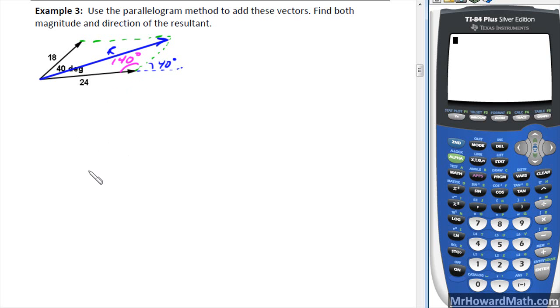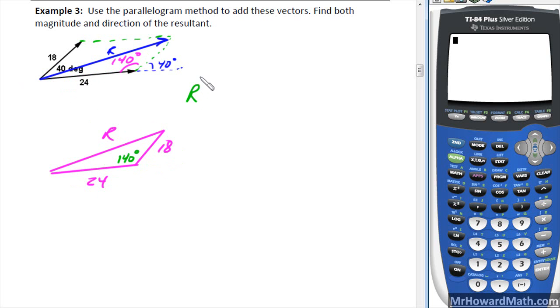So now I'm going to sketch the triangle that we have. So we have the resultant R value here. We have our 24 length here, and we have our 18 length here. So I basically pulled this triangle out of that parallelogram. That's what I just pulled out. And we have our 140-degree angle right here. So we have an application of the law of cosines. We have two sides and the angle between them. So we'll be finding this side right here.